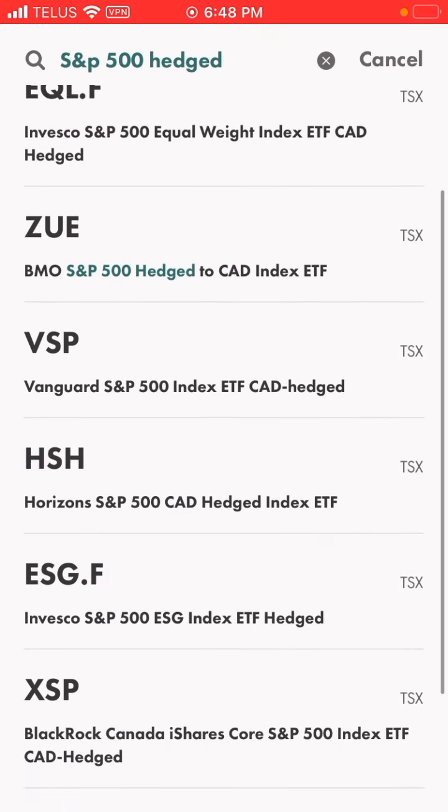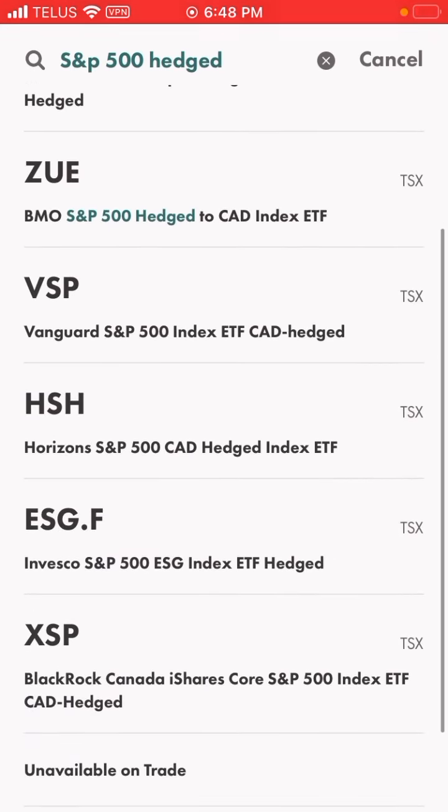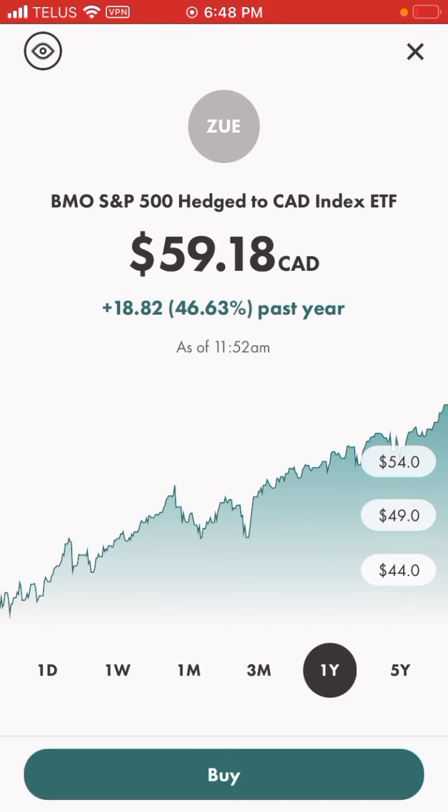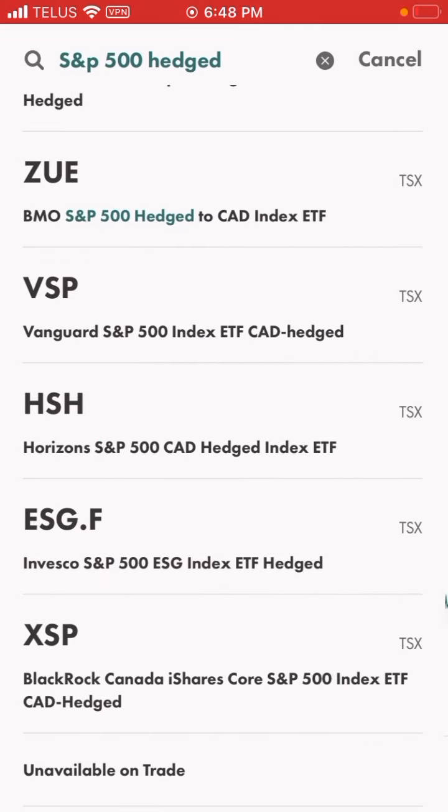So you can see here, ZUE. It is the S&P 500 hedged to Canadian dollar. If you click on the 1 year return, it has returned 46%. So it is very close to the actual S&P 500, which is like 49% in the past year. It is actually off by like 2 or 3%. And so that is the thing with this S&P 500 hedged to Canadian dollar. It doesn't track it perfectly. But I think I'm good with that.